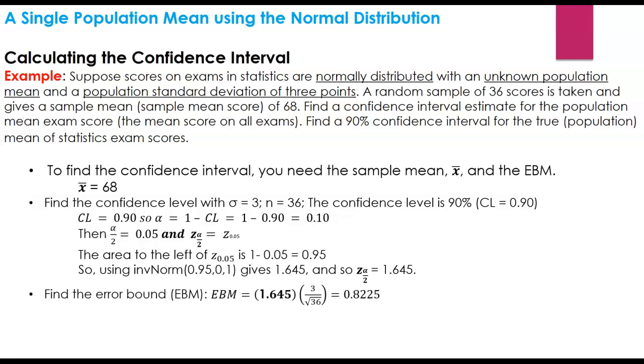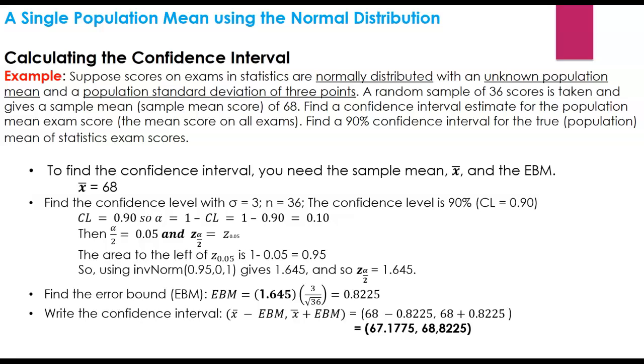Our next step is we want to find the error bound for the population mean. That's going to be 1.645, our Z of alpha over 2 score, multiplied by sigma, which is 3, divided by the square root of the sample size, 36. We get 0.8225. Now we're going to write the confidence interval. That's going to be x bar minus EBM, comma, x bar plus EBM. So in this case, it's going to be 68 minus our 0.8225, and 68 plus 0.8225.